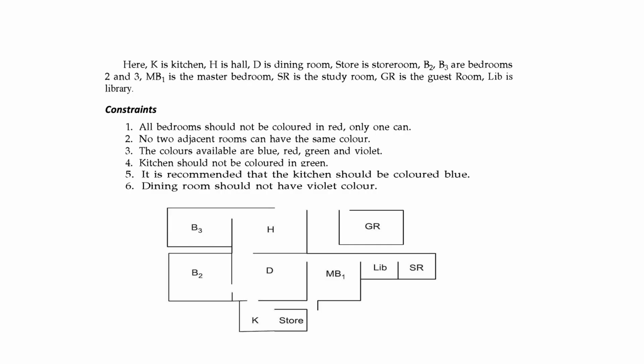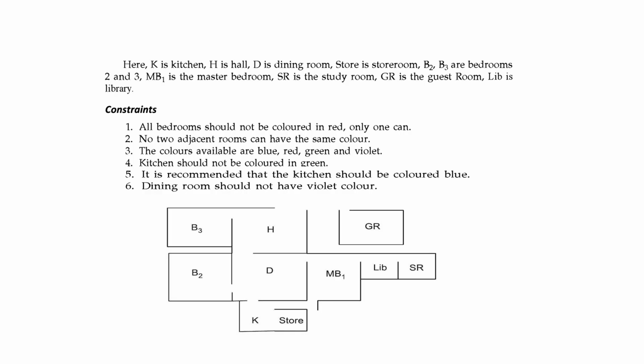K is the kitchen, H is the hall, D is the dining room, and store is the storeroom, and then bedrooms B1, B2, B3, and the master bedroom, and one study room, a guest room, and a library. What are all the conditions? All bedrooms should not be colored red, only one can. Look at the diagram here. We have the master bedroom, bedroom 2, and bedroom 3. The condition is that only one bedroom should be red, and the other two have to be a different color.